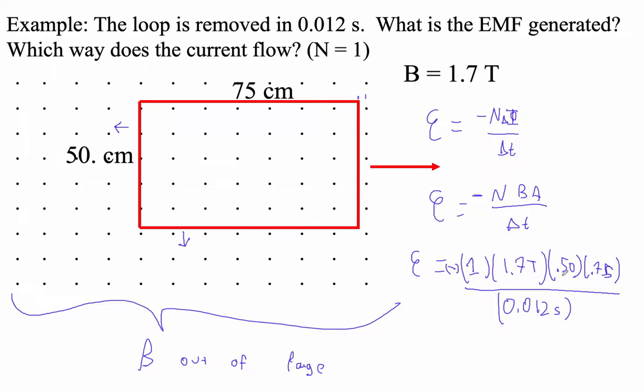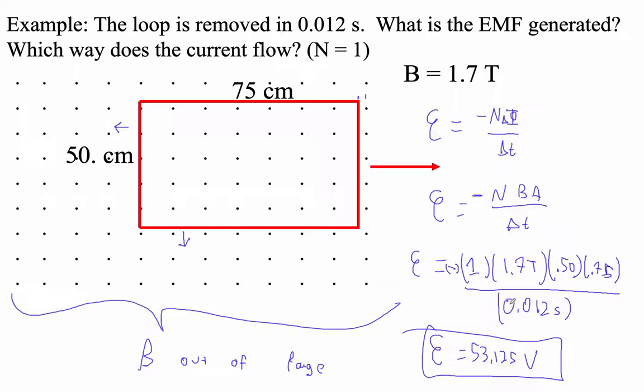All right, so basically this calculation is very simple. So NBA over T, National Basketball Association. So 1 times 1.7 times 0.5 times 0.75 divided by 0.012. 53.125 volts. How many sig figs? We only have 2 sig figs, so about 53 volts. Did I do that right? I feel like I did. Let me see. Yeah, there it is.